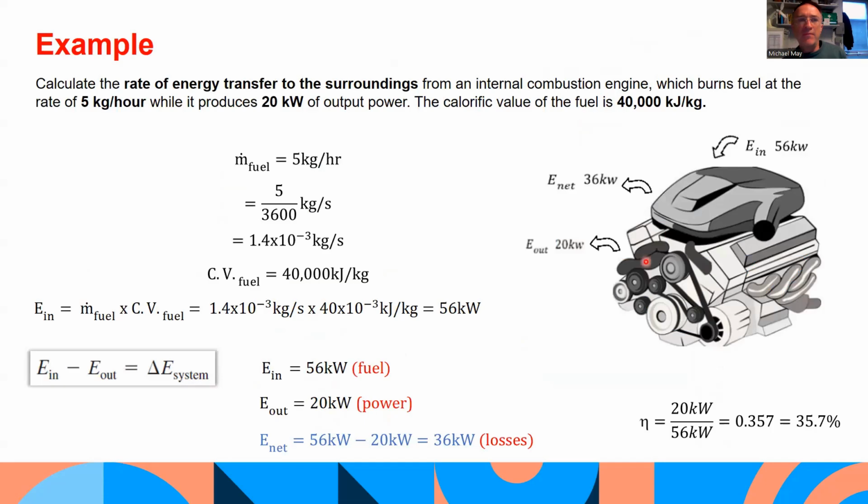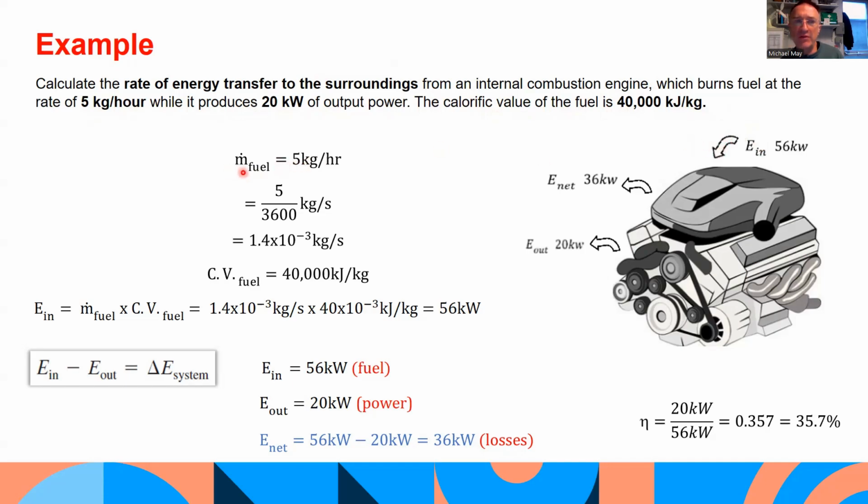Another example here: calculate the rate of energy transfer to the surroundings from the internal combustion engine, which burns fuel at a rate of 5 kilograms an hour, while it produces 20 kilowatts of output power. The calorific value of the fuel is 40,000 kilojoules per kilogram. So we want to know what the energy is going into the system in the form of fuel.